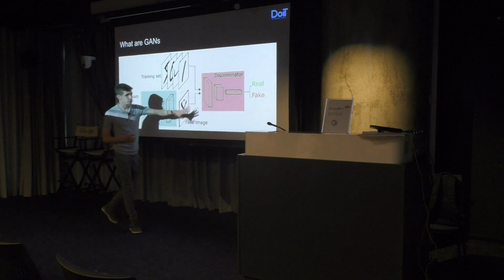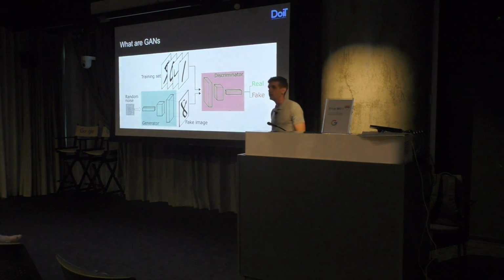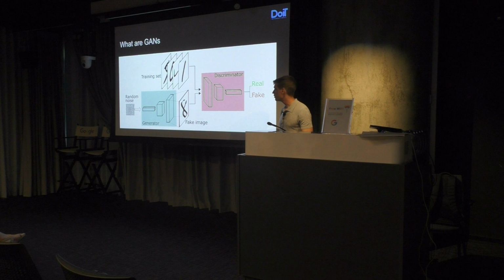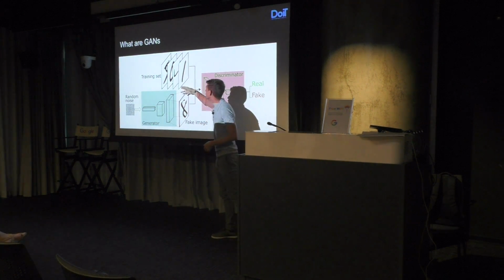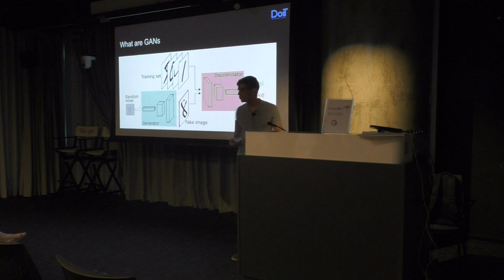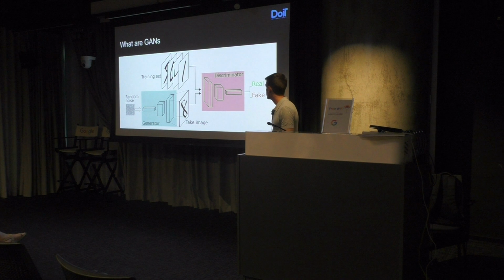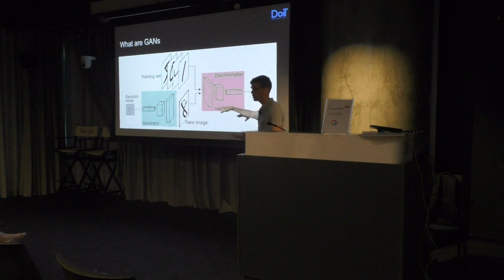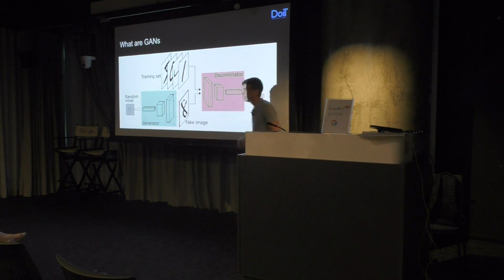The other network that we were talking about is the discriminator. The discriminator is basically a very standard convnet that accepts a fake image or a real training image as an input and tries to output whether it's real or fake. This is a very common use case of a convnet: having an input image and assigning it to a class.